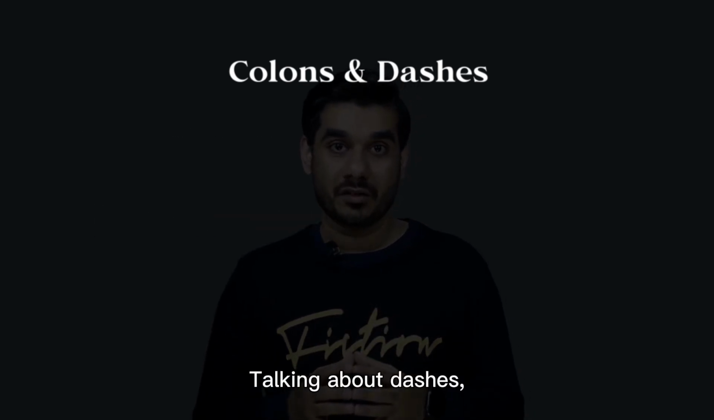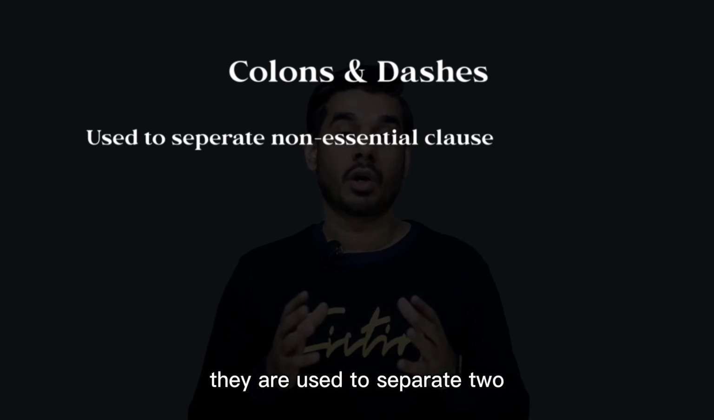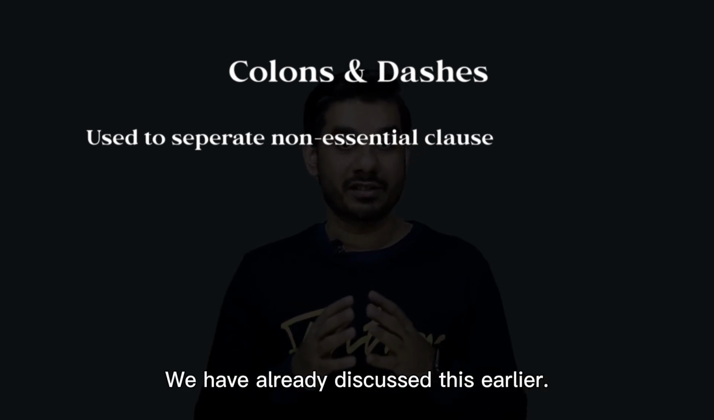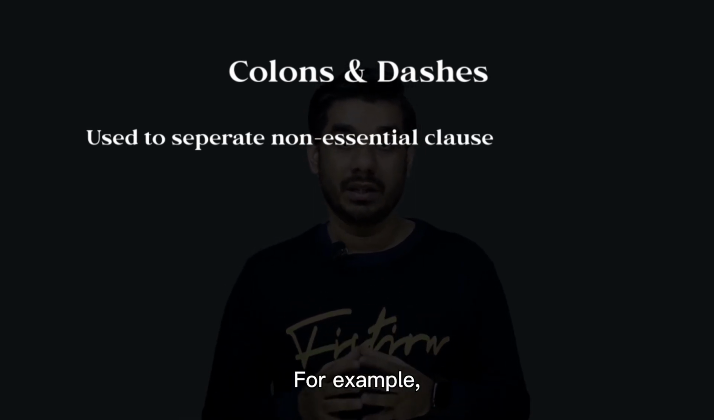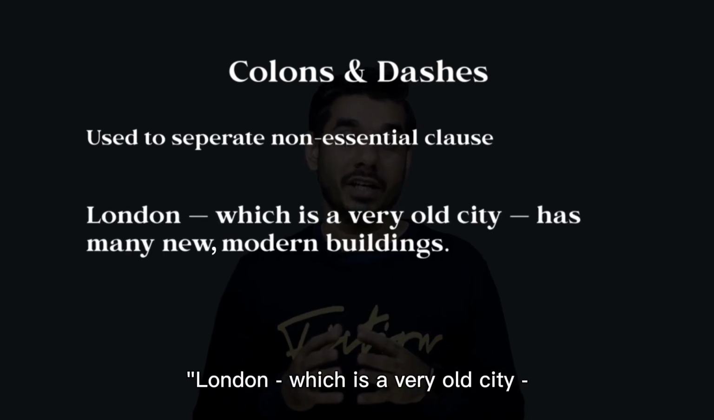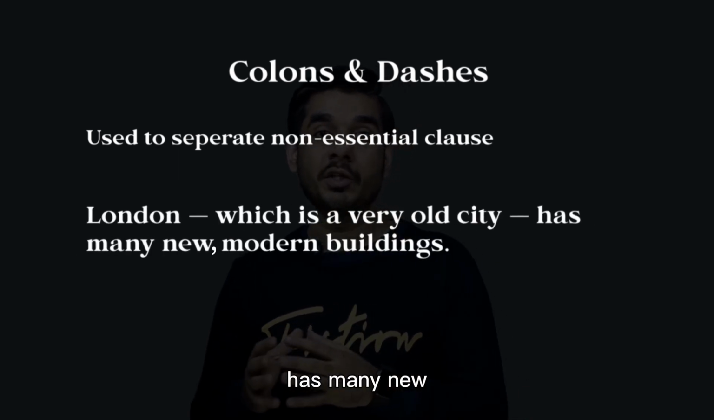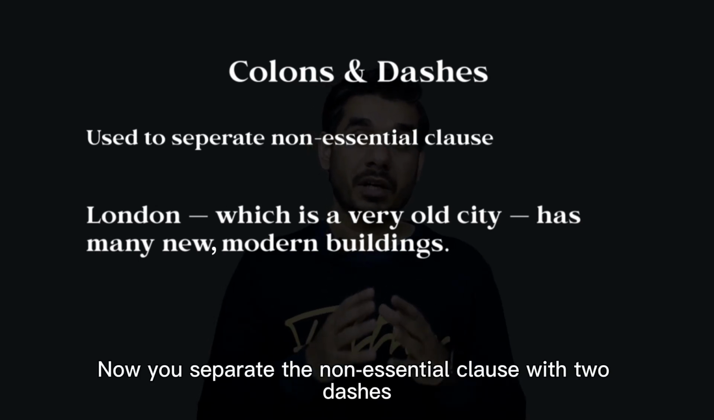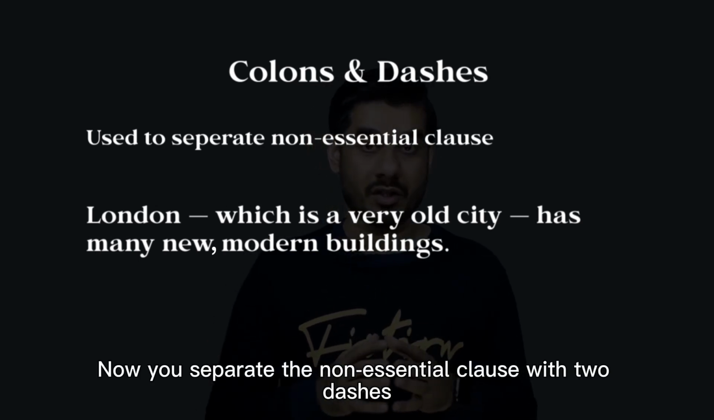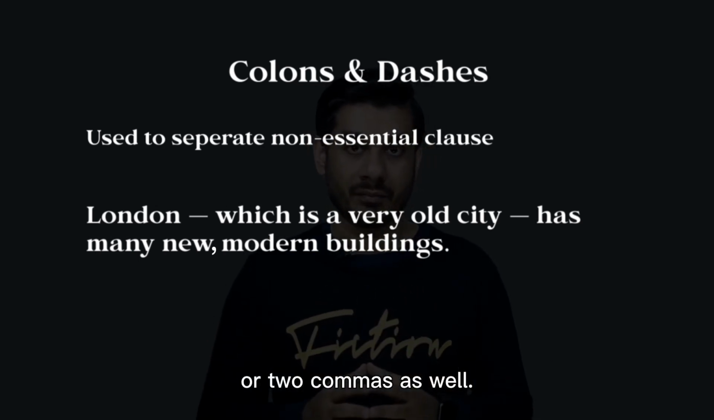Talking about dashes, they are used to separate non-essential clauses. We have already discussed this earlier. For example, London, which is a very old city, has many new modern buildings. Now you separate the non-essential clause with two dashes or two commas as well.